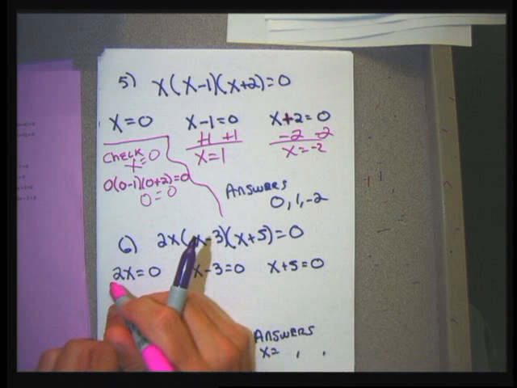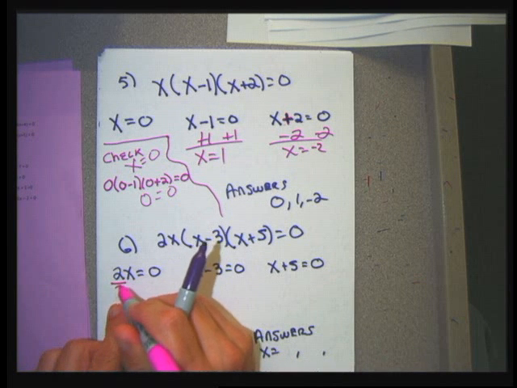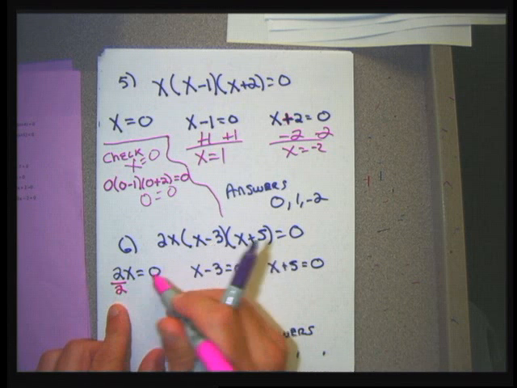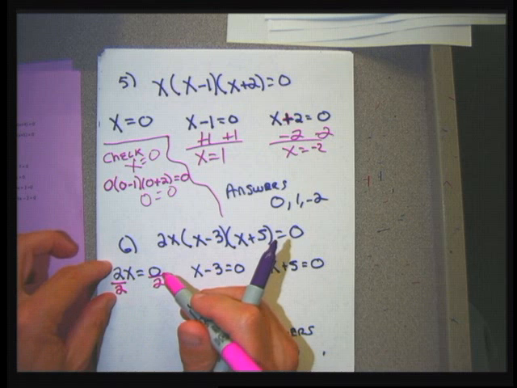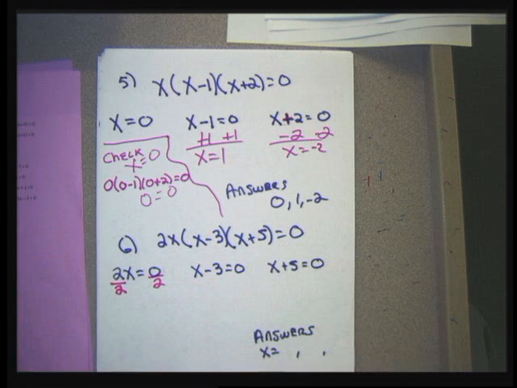Here, the 2 is attached by multiplying. The opposite of multiplying is dividing. I detach it by doing the opposite. And the only time you subtract is when something is added. But if something's multiplied, you divide. 0 divided by 2 is 0.